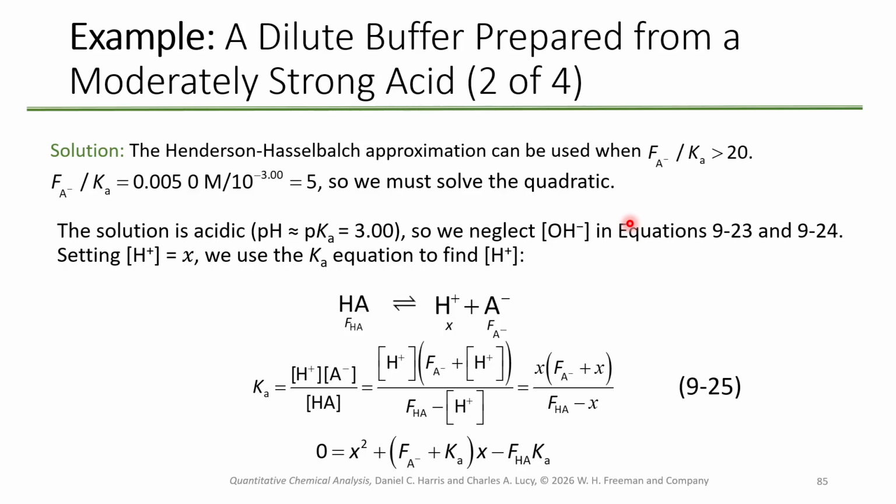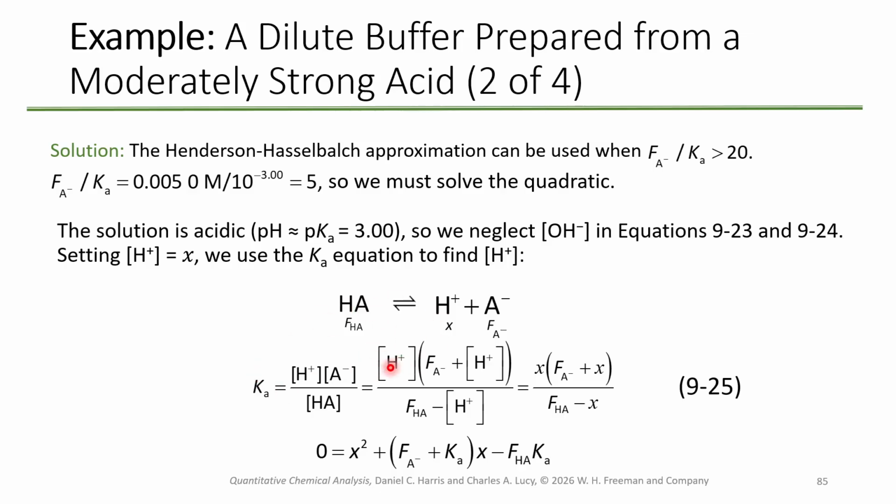And so we're going to go ahead and set our equations, 9.23 and 9.24. Our H plus concentration is going to equal X. We can use the Ka equation to find that H plus concentration. And so again, here's our equilibrium that we're using right here. This again is going to be the formal concentration we can put in for here. This is going to be X for H plus, and this is going to be the formal concentration of the A minus here. So we have our Ka expression.